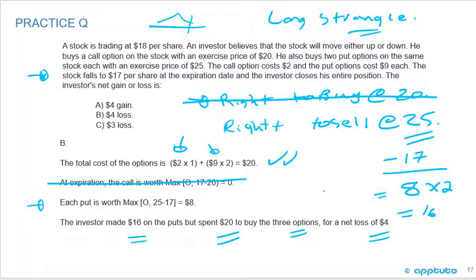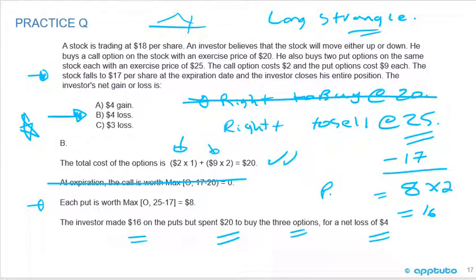Okay, so that was the profit on my puts, but here was my original cost. So I had a net loss of $4. So the correct answer was B. Okay, now not impossibly difficult, but you just have to spend some time paying attention to what are my rights and obligations and what's happening at expiration. I think this is a very good practice question to get up to speed on the options.